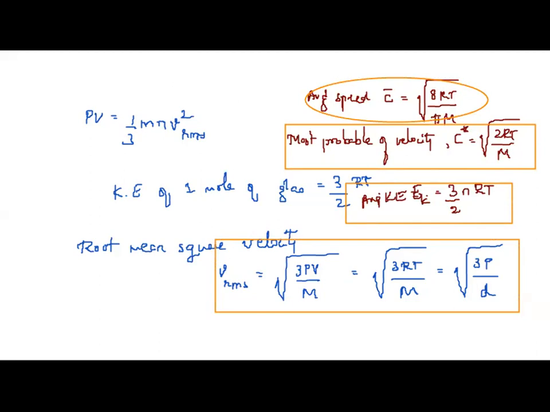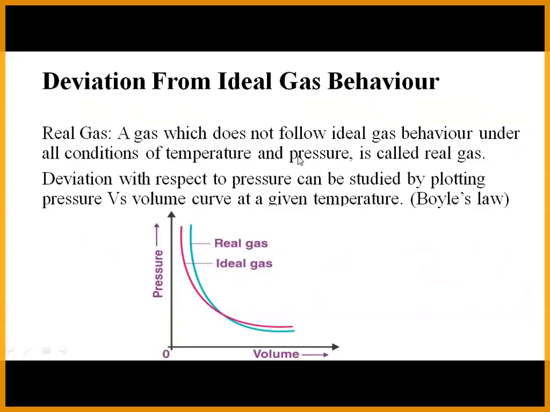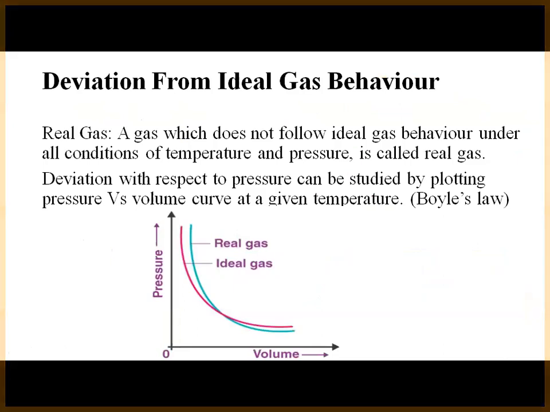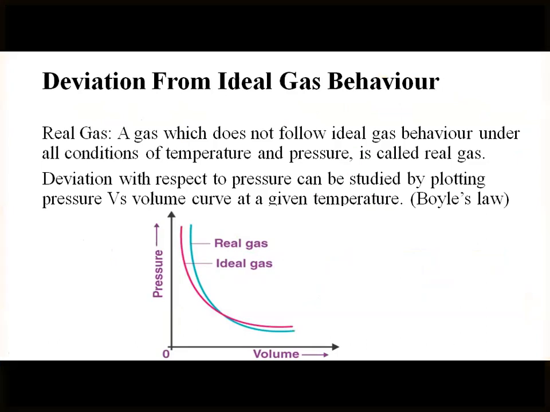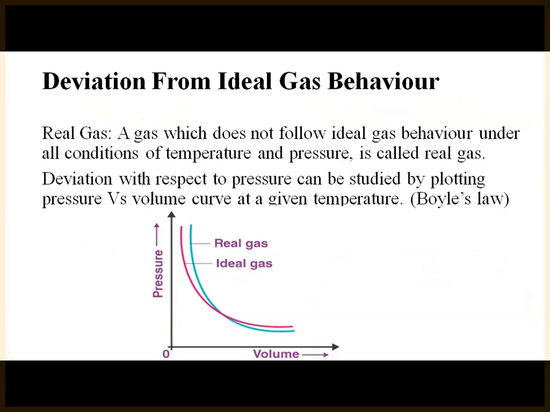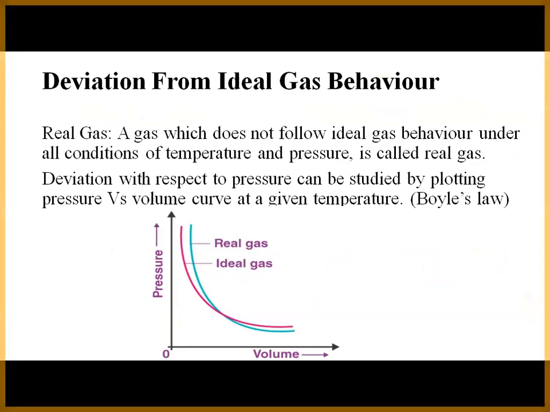That is, we have seen deviation of the behavior of real gases from ideal behavior. See, we have discussed this. An ideal gas is composed of randomly moving minute particles, which are called molecules, according to the kinetic theory of gases, which undergo elastic collisions. That means there is no net loss of energy.